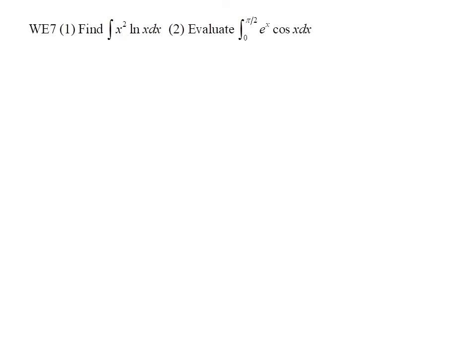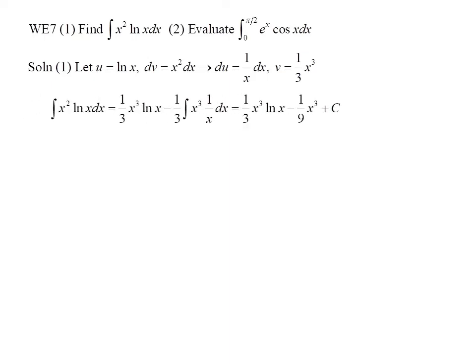Example 7 is to find two antiderivatives using the technique of integration by parts. As for the first one, we let u equal ln x and dv equal x^2 dx. That leads to du equals 1/x dx and v equals x^3/3. Hence, the antiderivative is written as x^3 ln x/3 minus 1/3 times the integral of x^3 times 1/x dx, which equals x^3 ln x/3 minus x^3/9 plus C.